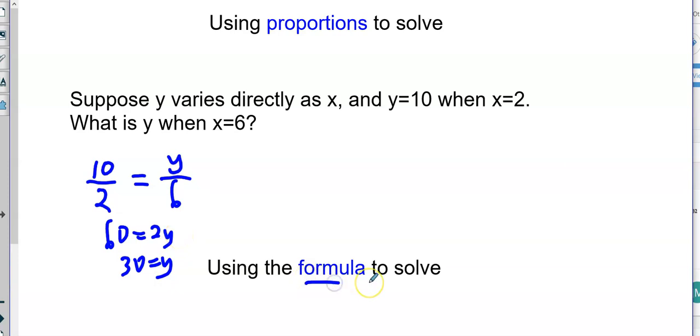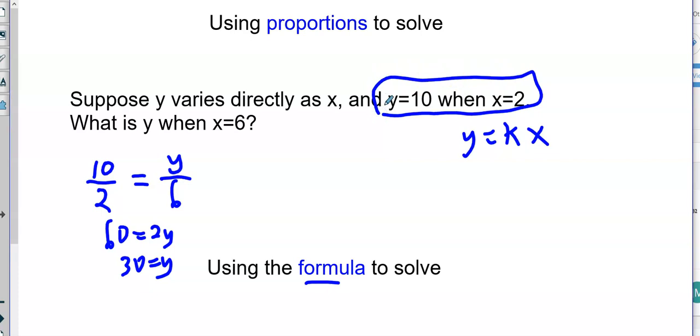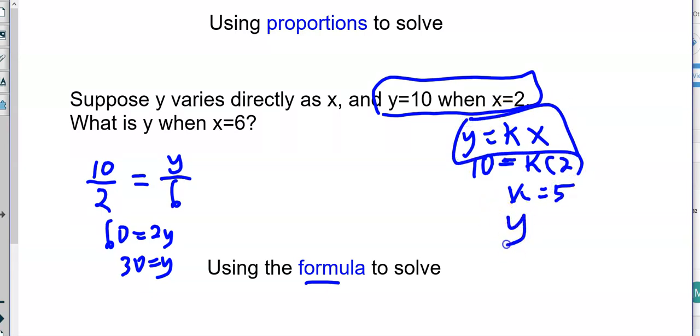Using a formula to solve. So the formula would just, you start with the formula, y equals kx. Let's assume this is direct variation because it says y varies directly as x. So that's our equation. Plug in what you know, right? This is a given. Y equals 10, okay, 10 equals k times 2. Divide by 2, you get k equals 5. Once you get k, plug it into this equation, right? So my new equation is y equals 5 times x.